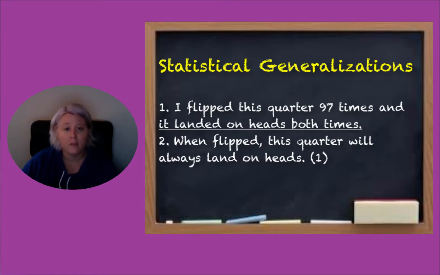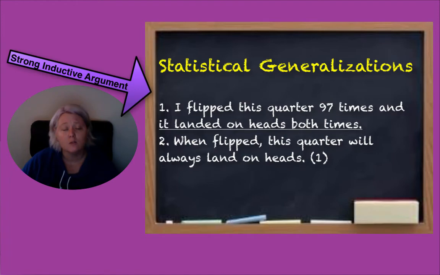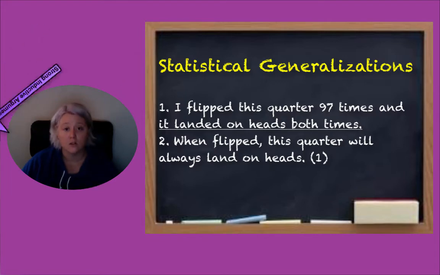Now, imagine that I take a wider set of cases. Imagine I take a quarter and I flip it 97 times, and all 97 times it lands on heads. So I say, because the quarter landed on heads 97 times, I conclude that the quarter will always land on heads. This is the same kind of argument. It's an inductive argument. It's a statistical generalization. Based on 97 cases, I can make a general conclusion that the quarter will always land on heads. But this second argument is much stronger than the first one based on only 2 coin flips. So both inductive arguments, both statistical generalizations, but one is stronger than the other.